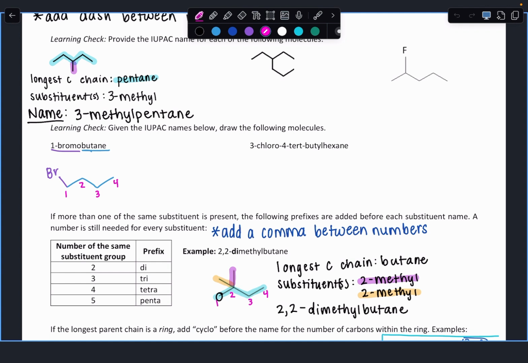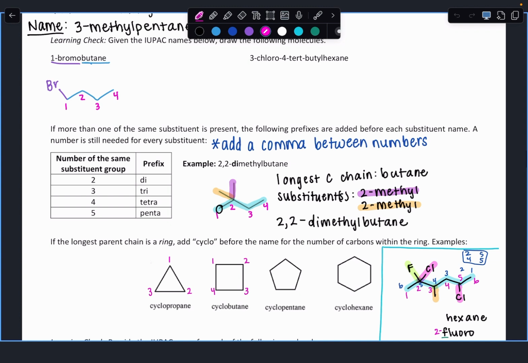You still have to write both numbers. They could be the same number or different numbers. But you don't write methyl twice. You would write dimethyl instead of methyl twice. And then if it's a ring, we just add the word cyclo in front of the parent chain, the longest carbon chain. So those are some examples there.